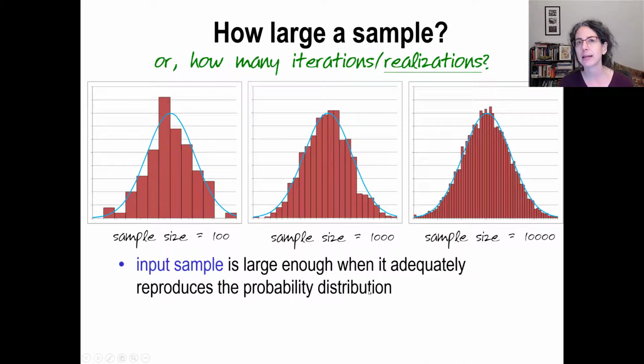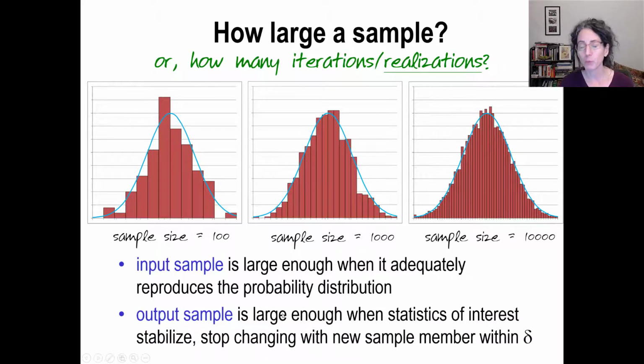but now we're seeing that how large it needs to be kind of depends on what we need to know about the output distribution. So let's instead take this from the direction of the output sample. The output sample, which of course is exactly the same size as the input sample, the output sample is large enough when the statistics of interest stabilize, right, and stop changing with each new sample member within delta. So the statistics of interest are going to be, do we want to know the middle or do we need to know the tails? And when the statistics of interest stabilize, that implies that we're not just going to decide on how big a sample and generate the sample in advance.